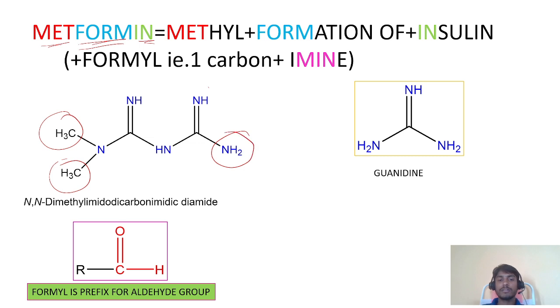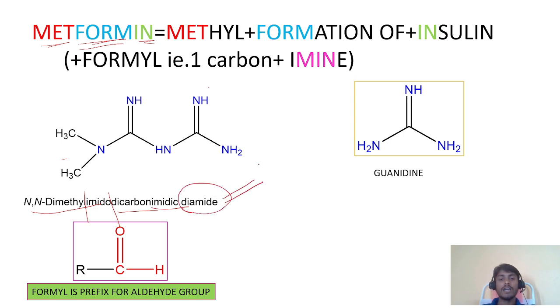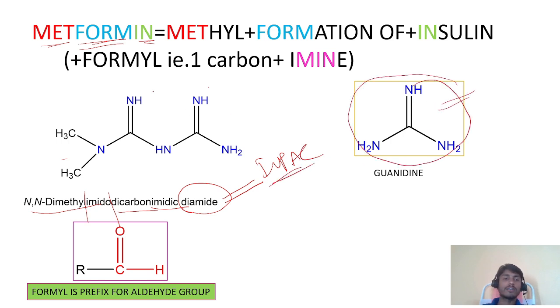See here, the amine group is there. So this is the N,N-dimethyl dicarbonimidic diamide. So this is the IUPAC name of metformin. The basic nucleus is guanidine. The basic nucleus contains guanidine 1 and guanidine 2. Hence we can call it a biguanide.